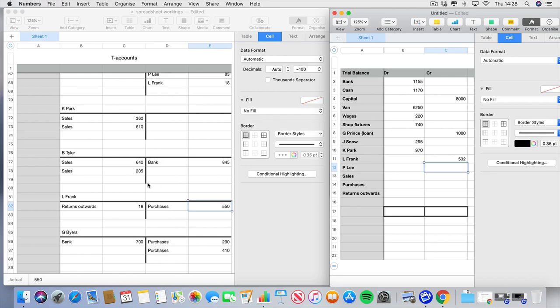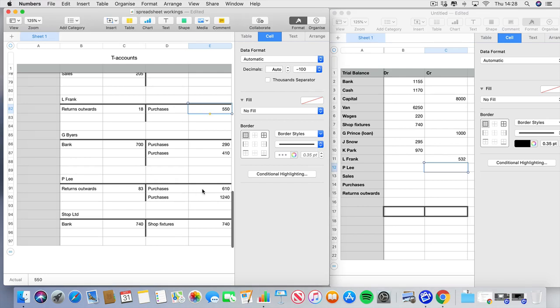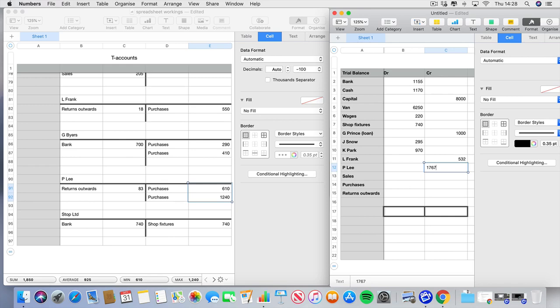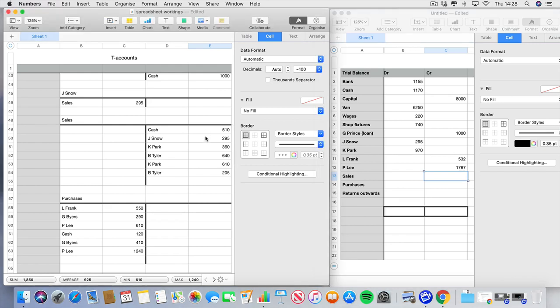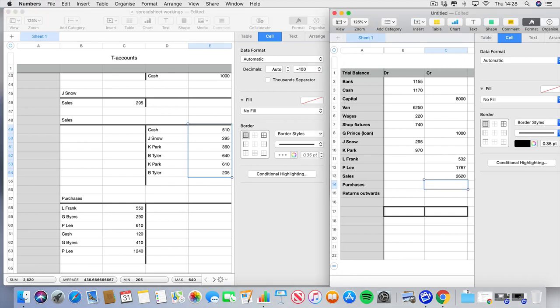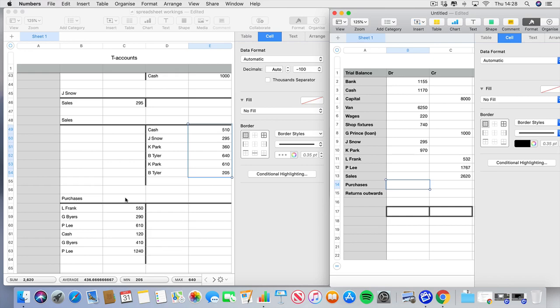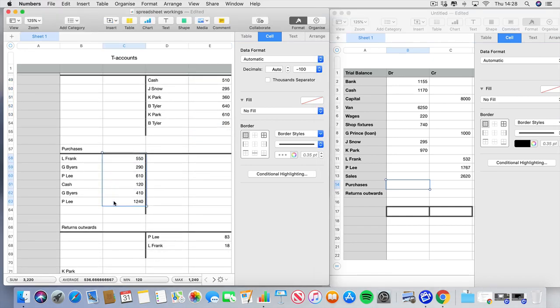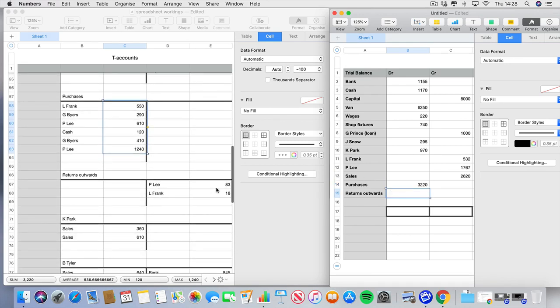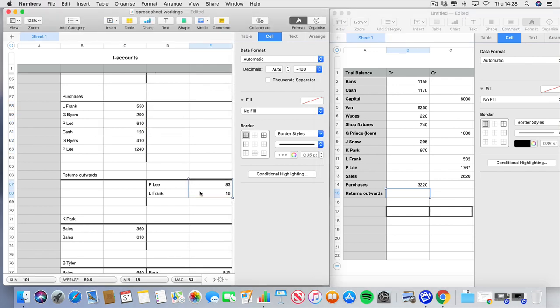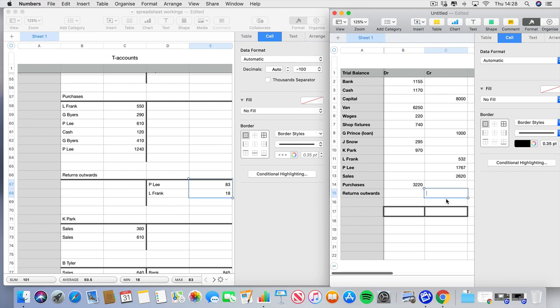Now P Lee. So again, we've purchased £1,850 worth of stock, but sent back 83. So 1,850 minus 83 is 1,767 in there. Now sales, go back to the sales account, and basically it's the sum total of these figures here, which is 2,620. So we're going to put 2,620 in there. And purchases likewise, that's just the sum total of the account on the debit side, which comes to 3,220. So we're going to put 3,220 in there. And the returns account, which is a credit, they're both on the credit side, the total of which is 101. So we're going to put 101 in there.